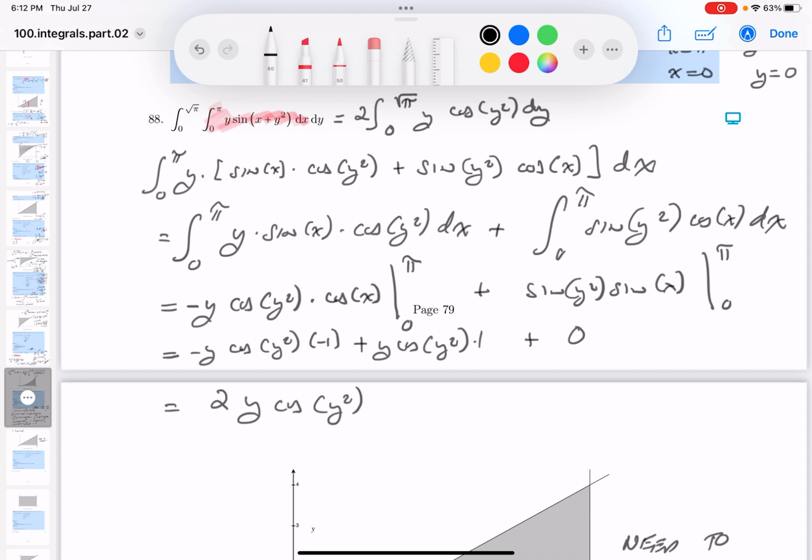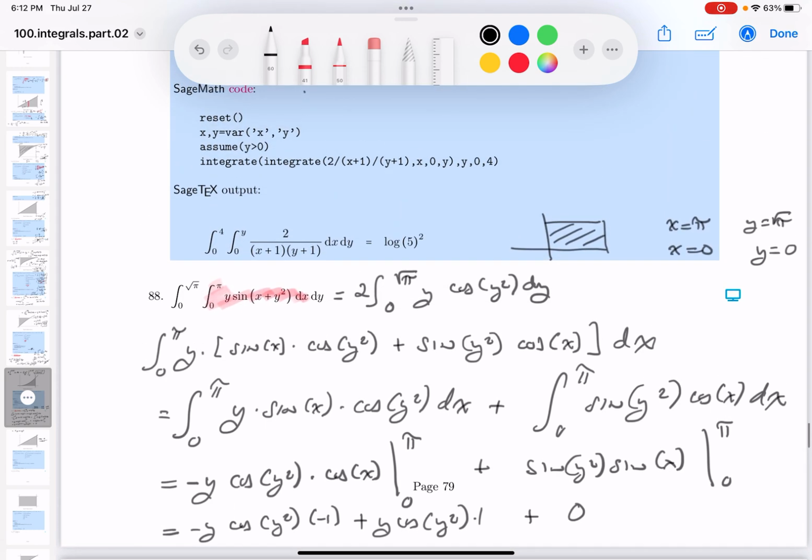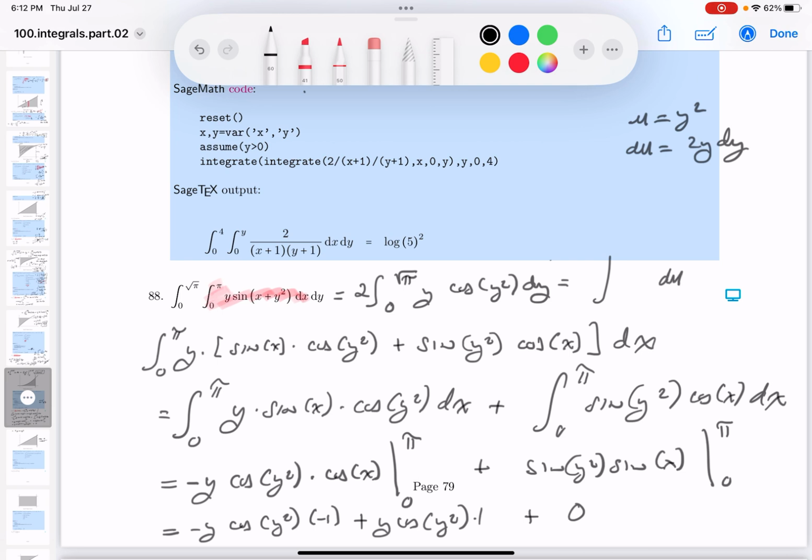I'm going to do a u substitution on it. Let me erase some things that I don't need anymore. I'll do this up here. U equals y squared, du equals 2y dy. So let's do this over here. Let's take a look at this then. So I see the 2y dy, and that's going to be du. And I see the cosine of y squared is going to be cosine of u.